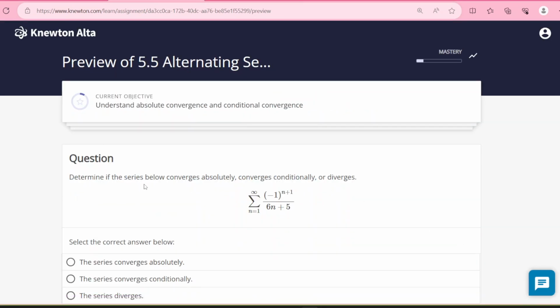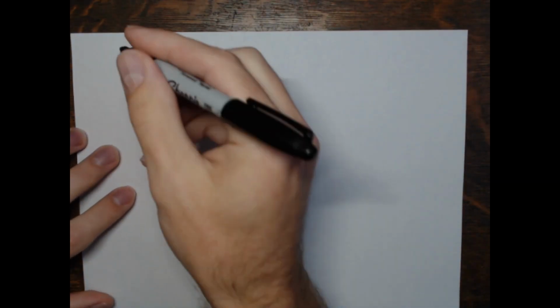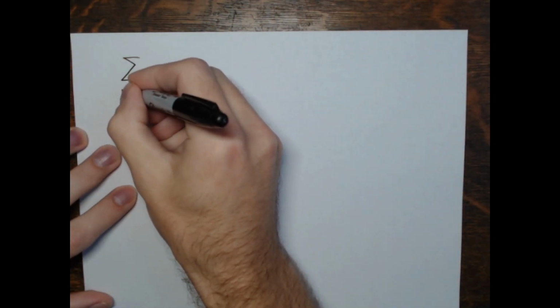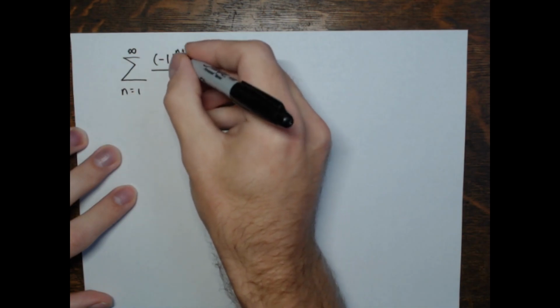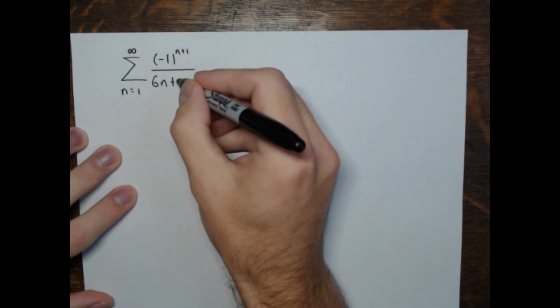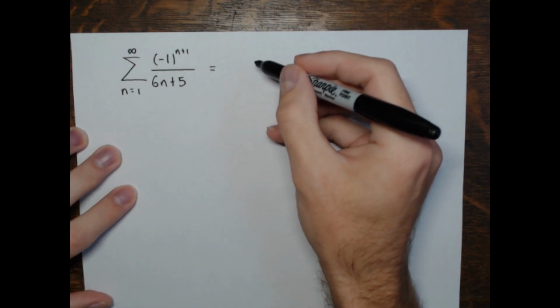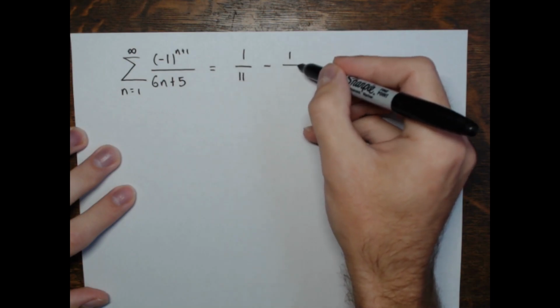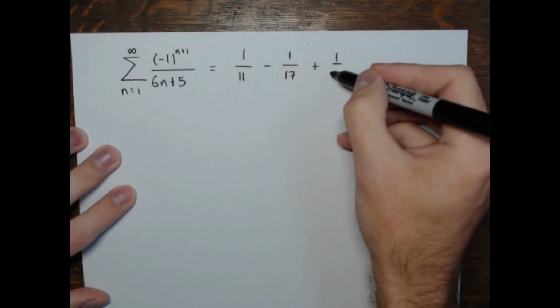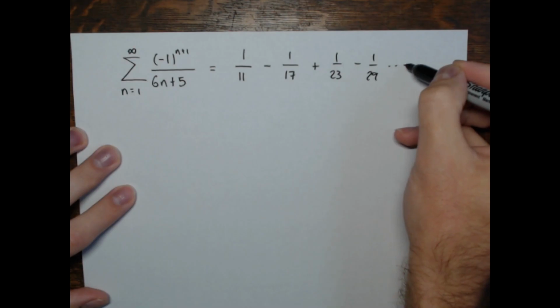All right, so same thing. Determine if the series below converges absolutely, converges conditionally, or just diverges. So again, I'll write this up. We're given an alternating series, right? We have the sum n equals 1 to infinity of this, again, you got this power of -1 showing up here, giving it away that it's alternating, over 6n plus 5. So this would be 1 over 11 minus 1 over 17 plus 1 over 23 minus 1 over 29 and so on.